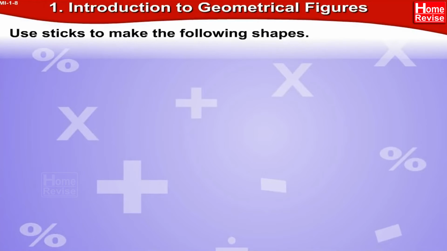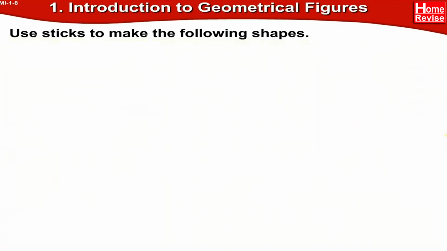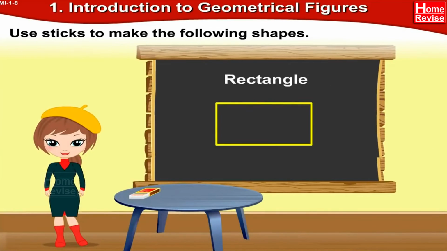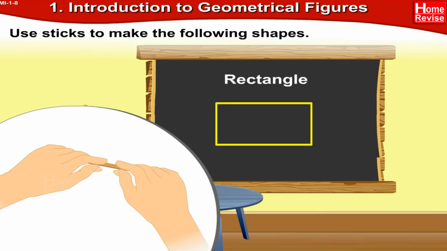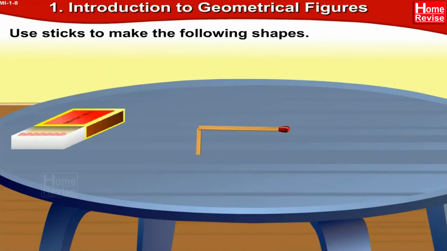Use sticks to make the following shapes. Quadrilateral. With the help of sticks, quadrilateral can be made in this manner. Rectangle. You have learned that opposite sides of rectangle are equal. So we will need two sticks of same size and another set of two sticks of same size. With the help of sticks, you can make rectangle like this.